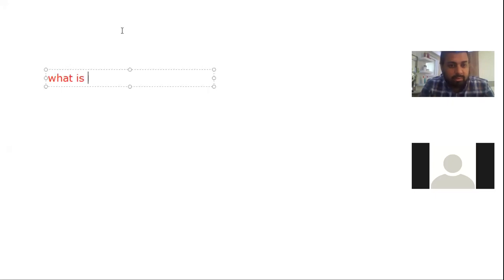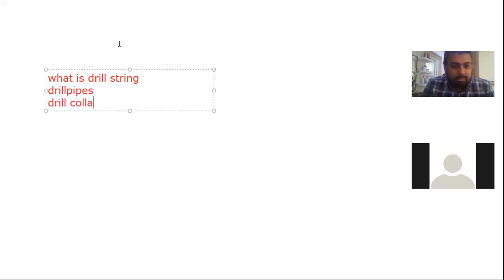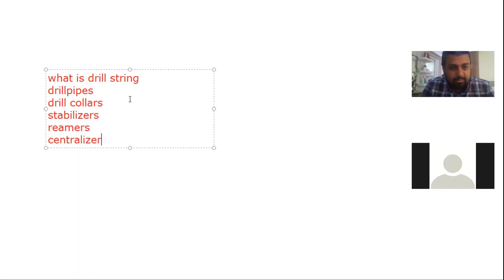Our first question is what is drillstring? Drillstring is a section of pipe which consists of drill pipes, drill collars, you can say some stabilizers, reamers, and centralizers, and subs and the bit. So it consists of these different parts and it connects the Kelly to the bit. And if I draw the picture, it will look like this one.